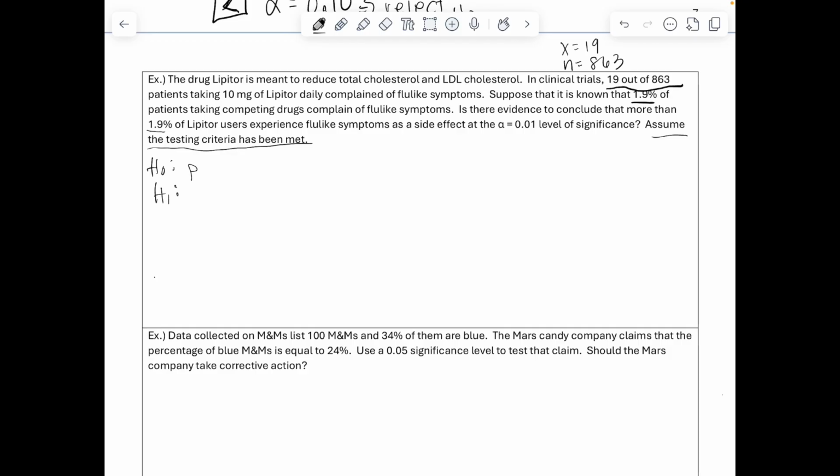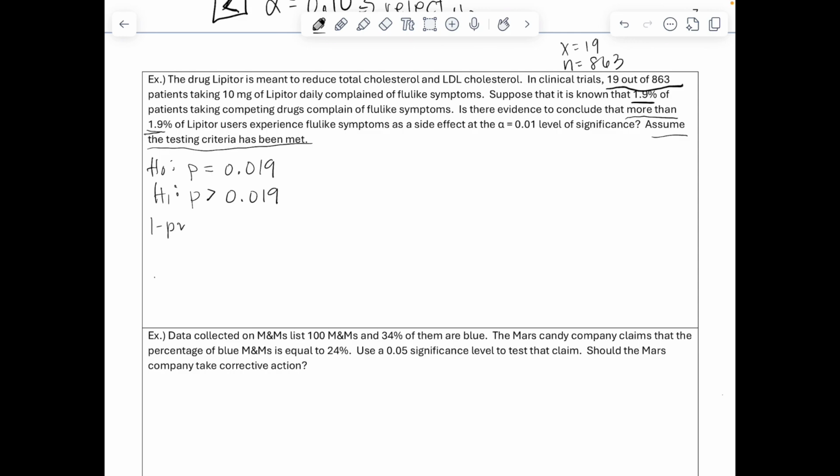So since we're dealing with percents, that's a proportion. So I'm going to write down P for both H0 and H1. Our null always has an equal sign, and we're dealing with our population of 1.9%. Writing that as a decimal, we get 0.019. So the same number is going to be in both H0 and H1. Now, figuring out the symbol to use on H1, you need to be careful and read the problem. And it does say that they are checking to see if more than 1.9%, so that would be greater than.